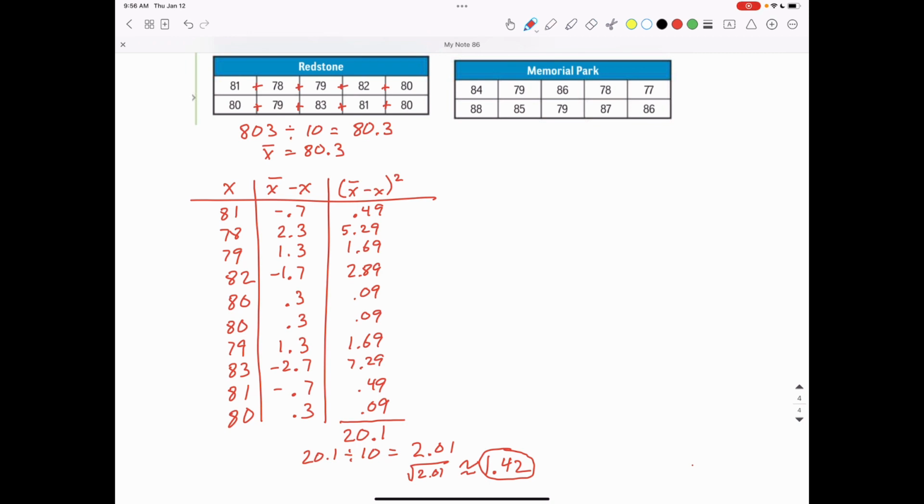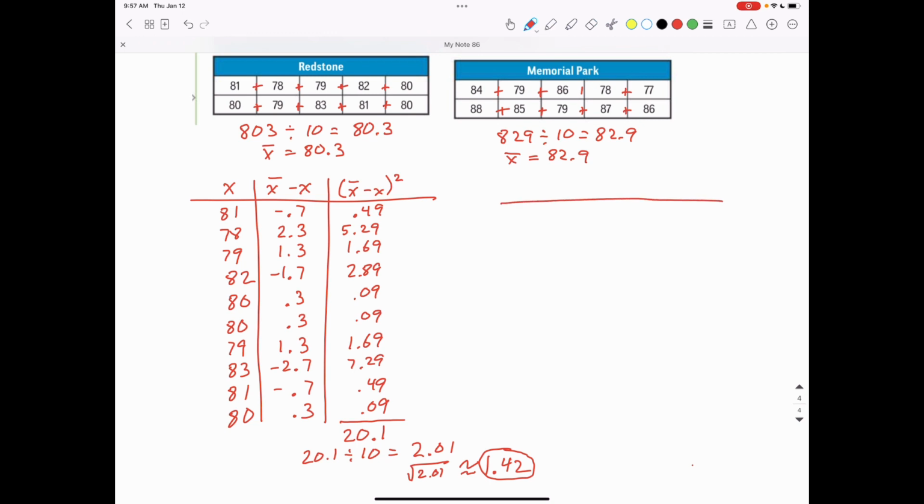Now we're going to do the same thing with Memorial Park. To find the mean of all the data in Memorial Park, we're going to have to add all of those numbers together. When we do that, we get 829. Then we divide that by the 10 pieces of data. We get a mean of 82.9. So the x bar for this column is 82.9.